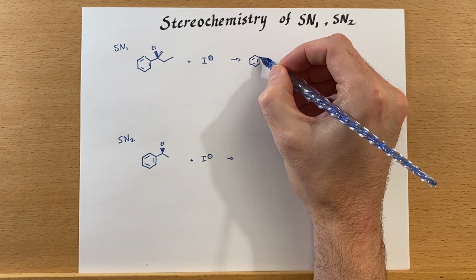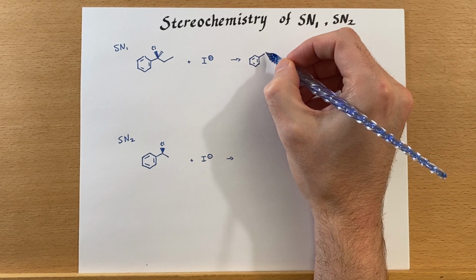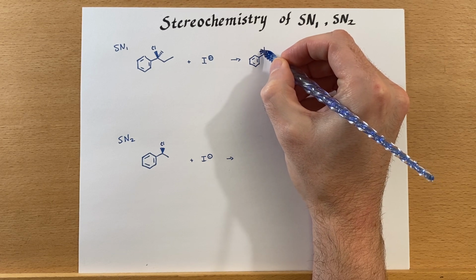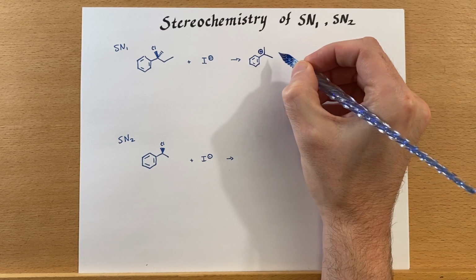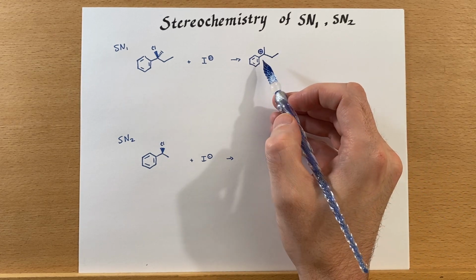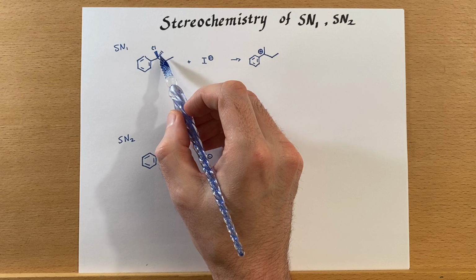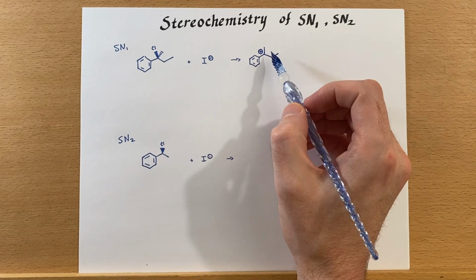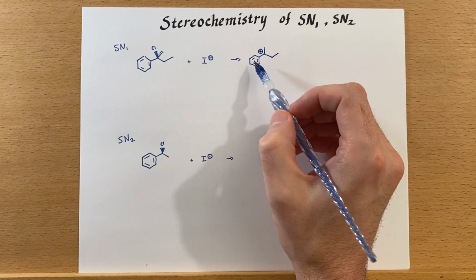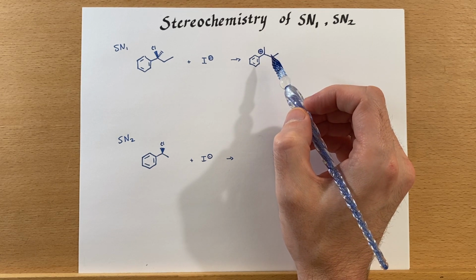And this is a fairly stable carbocation. Right there, it's tertiary. And you've noticed that I don't draw any wedge or hash on this methyl group. And that's because this group right here is planar. It's flat.